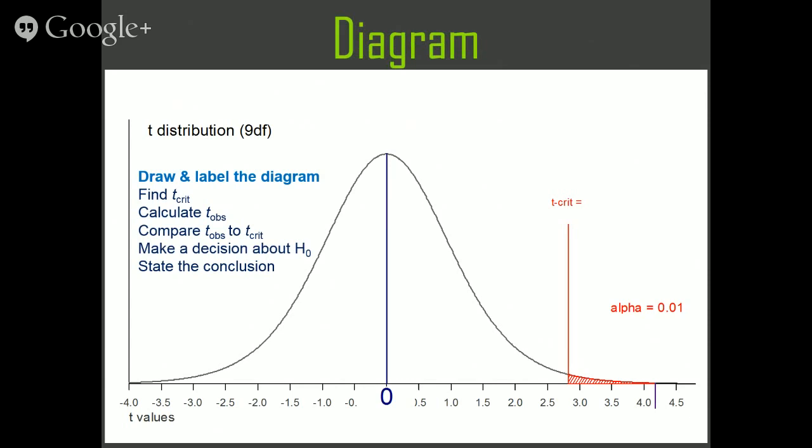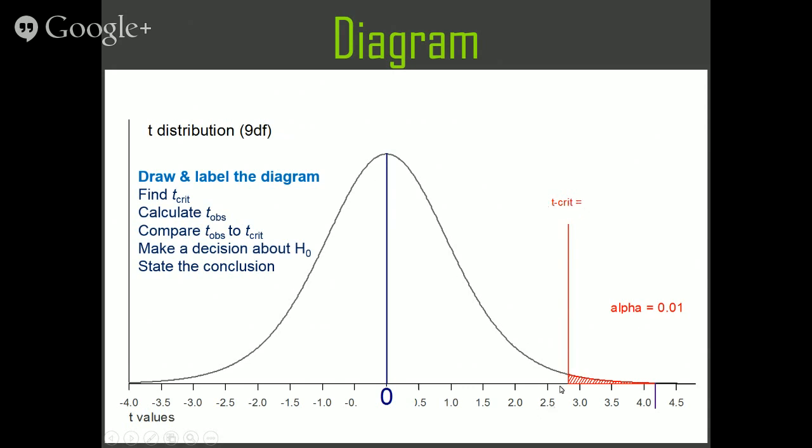So here's my diagram. I've only got one tail. I said this is a t-distribution with 9 degrees of freedom. So that's the shape of this thing, and the areas under it are defined by that shape. You can't find accurate areas or p-values or alpha values or anything unless you find the right t-distribution. There's actually lots of t-distributions, and we need the one that is 9 degrees of freedom. And so we're going to find a t-critical value.